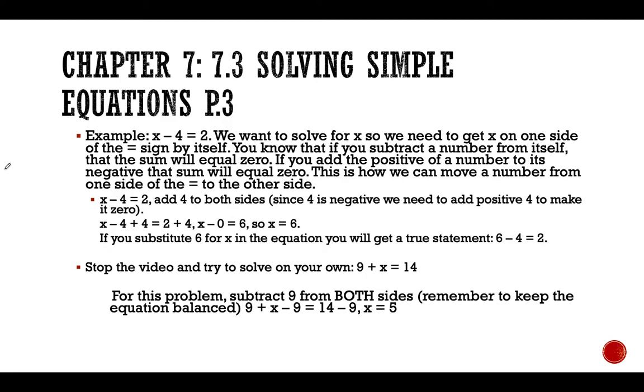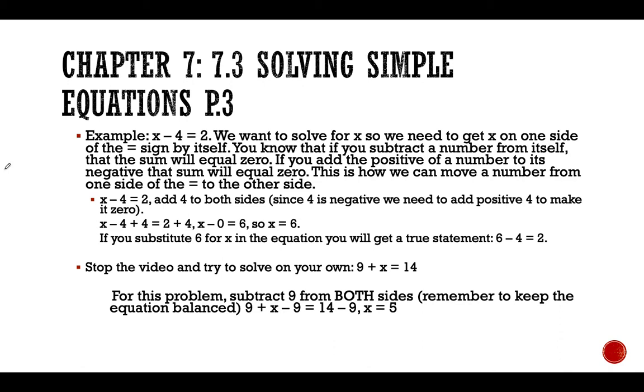An example, x minus 4 equals 2. We want to solve for x, so we need to get x on one side of the equal sign by itself. You know that if you subtract a number from itself, the result will be 0. 2 minus 2 equals 0. 3 minus 3 equals 0. If you add the positive of a number to its negative, that sum will also equal 0. This is how we move a number from one side of the equals to the other.